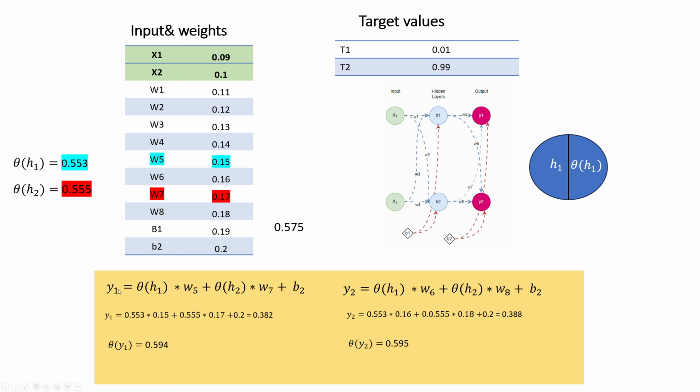So now we have found y1 and y2. Next we have to take the sigmoid of y1 and the sigmoid of y2. You can use any sigmoid function, but just stick with this one to make it simple.